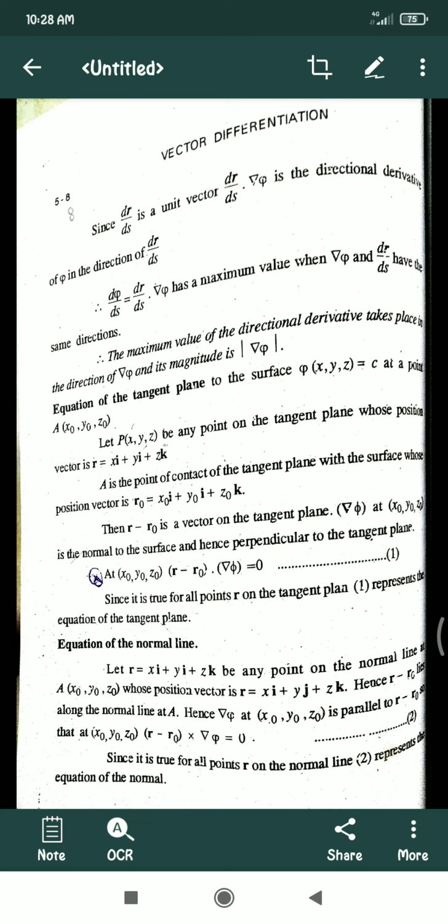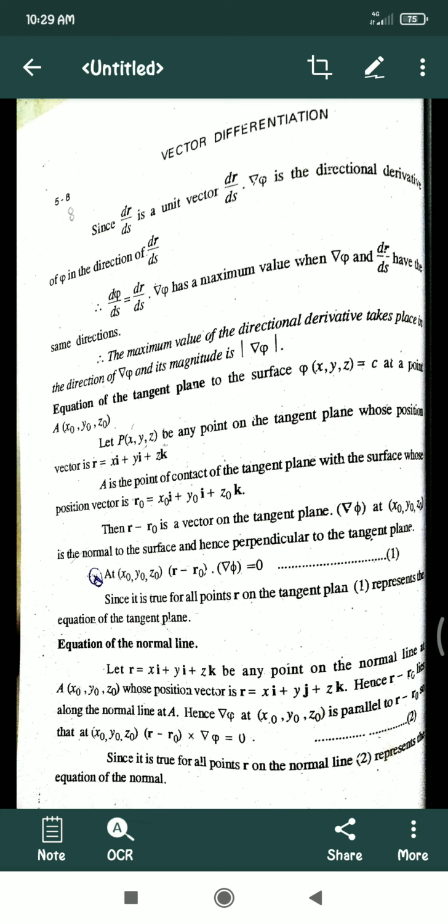The maximum value of the directional derivative takes place in the direction of del pi and its magnitude is modulus of del pi. So we define the magnitude by the modulus function. So we have modulus del pi here. Below we see the equation of the tangent plane. For calculating the tangent equation we have to choose a pi function, pi of x, y, z, which is a constant function, with the point x naught, y naught, z naught.